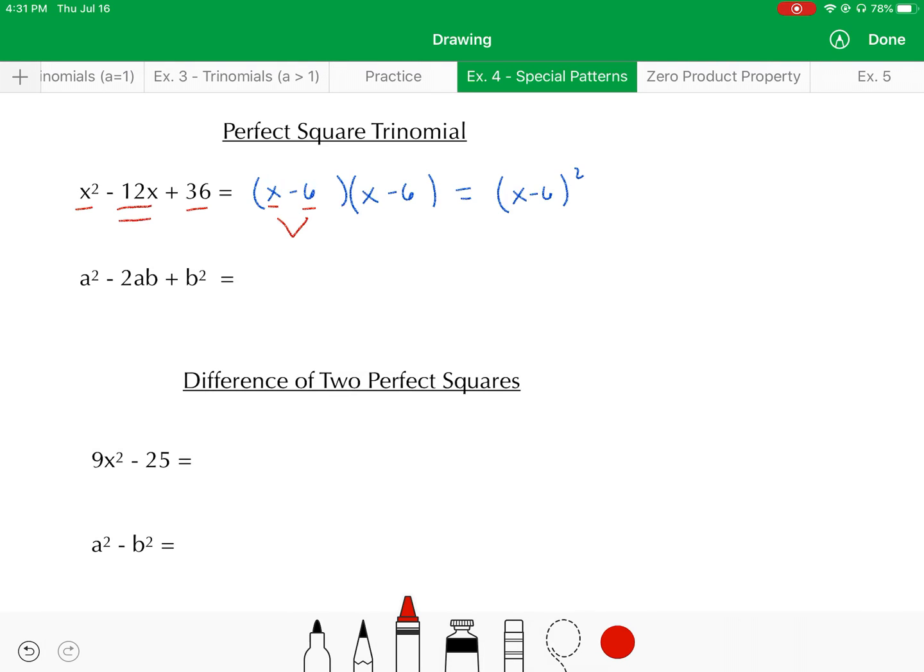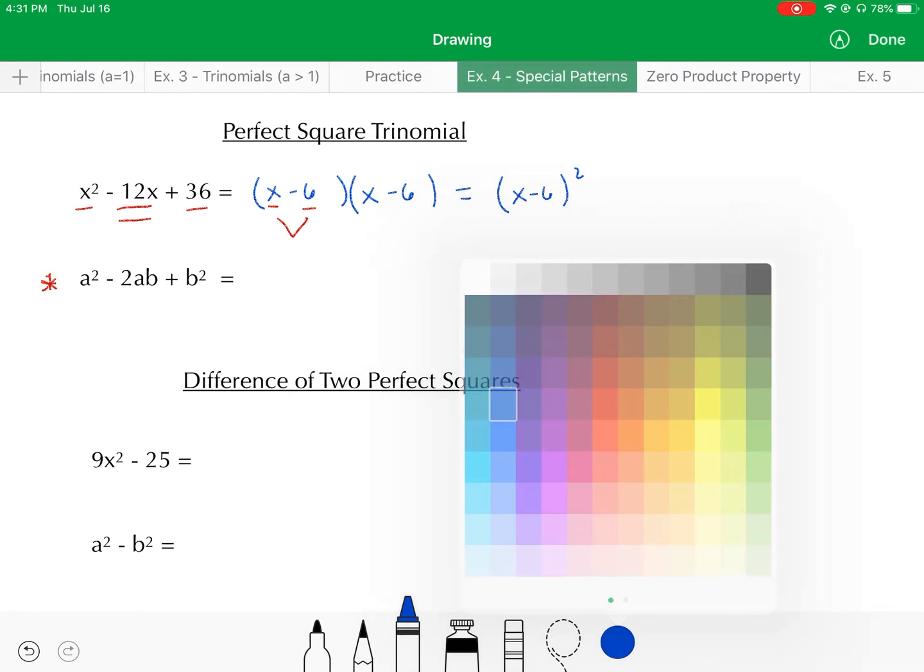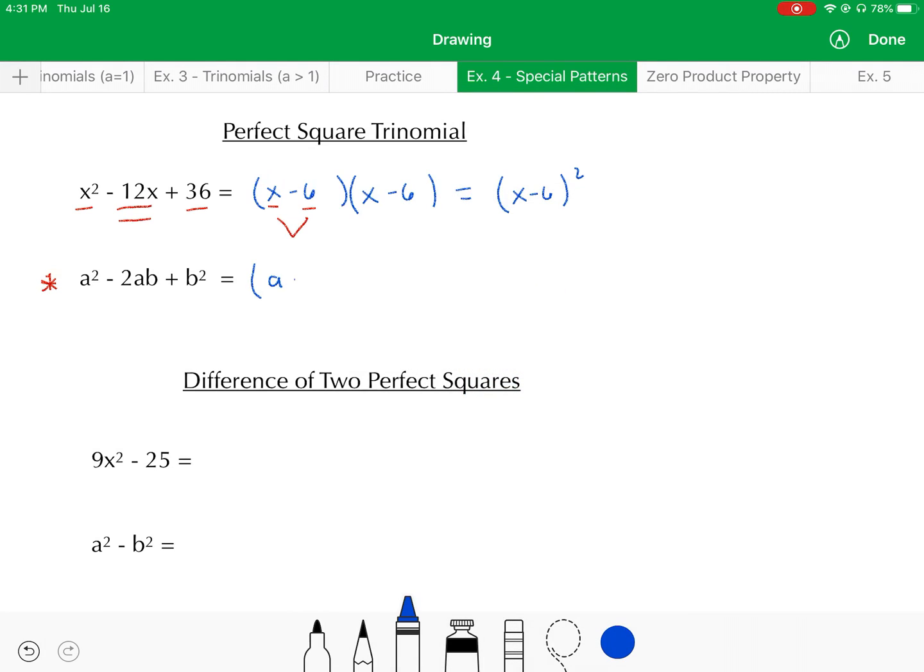Okay, so in general, that means a perfect square trinomial could follow this format of a squared minus 2ab plus b squared, and it will always factor to a minus b times a minus b, or a minus b as a quantity squared. Okay, so you're simply just taking the square roots of each of these, the first term and the constant term, in order to give you the terms for the factors.